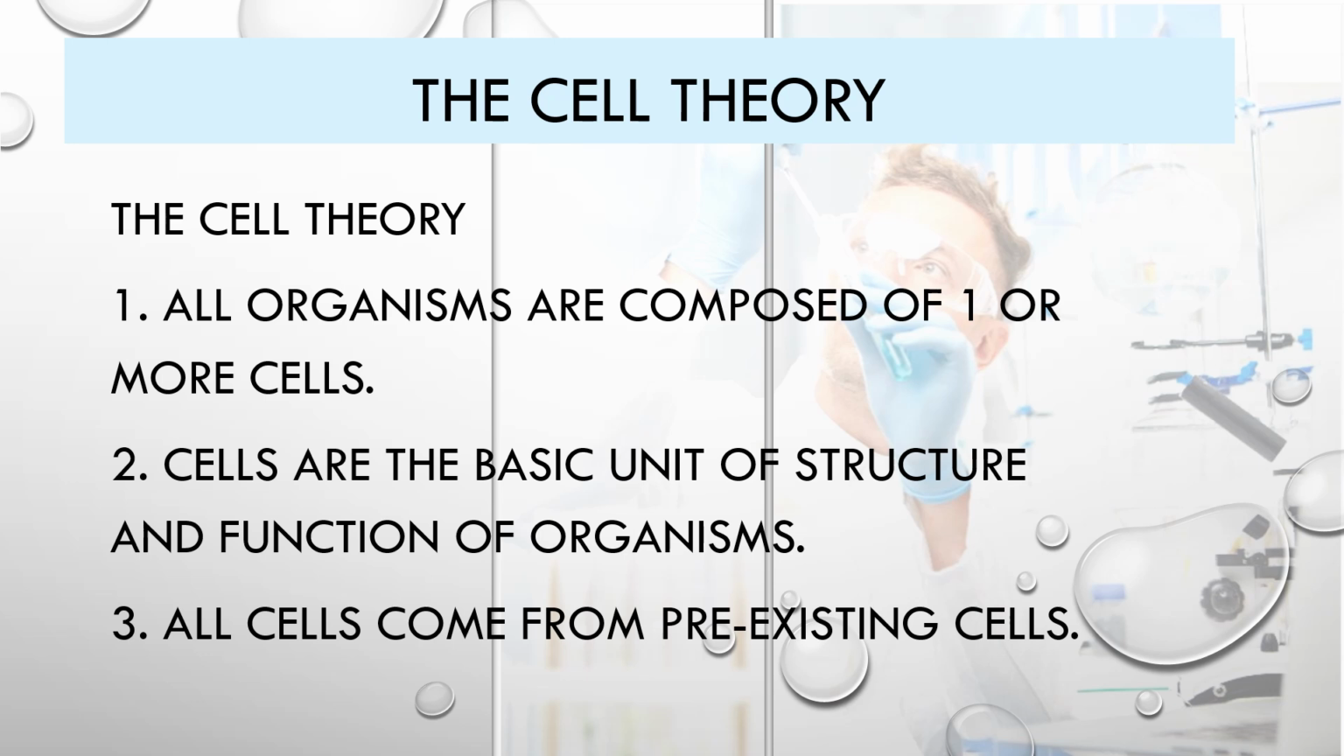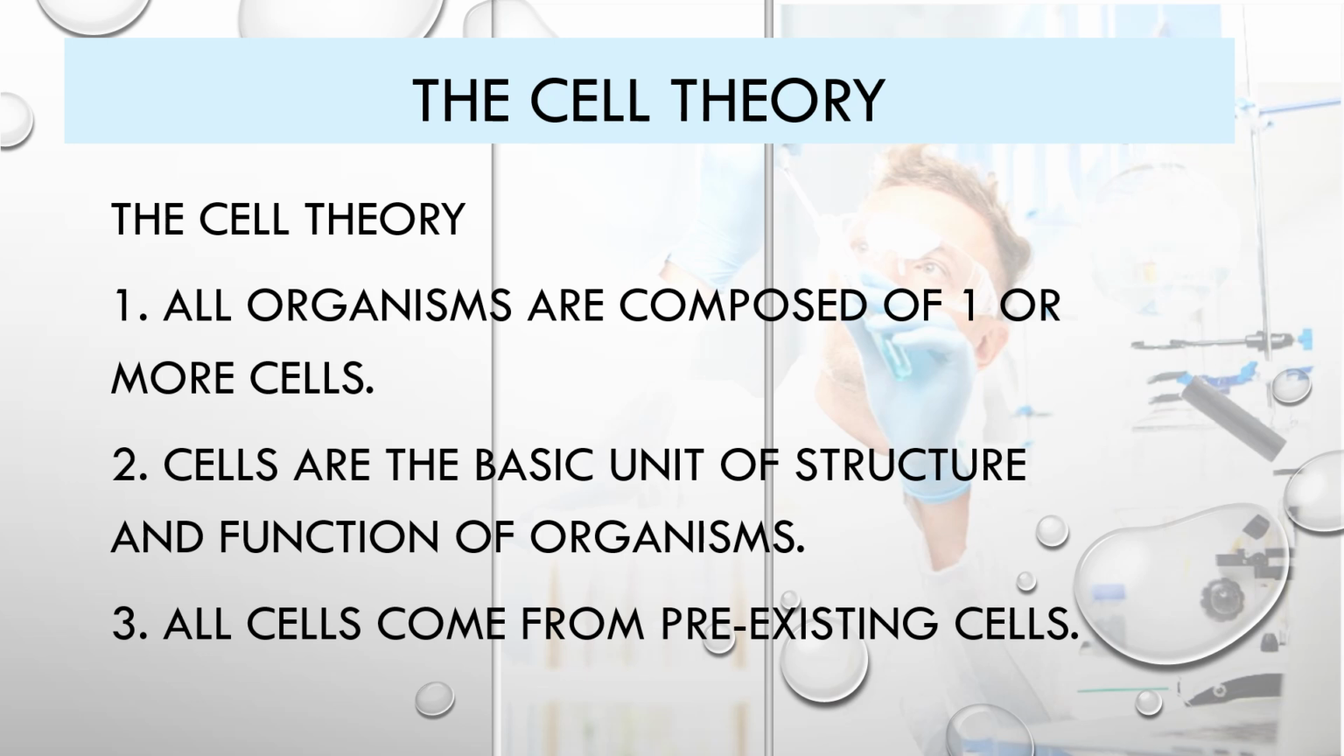The cell theory is a fundamental concept in biology that describes the properties of cells, and there are three main principles. The first one is all organisms are composed of one or more cells. The second one is all cells are the basic unit of structure and function of organisms. So if you take any kind of organ and you go to the smallest portion that makes it up, it would be the cell, the basic unit, the smallest part, the building block.